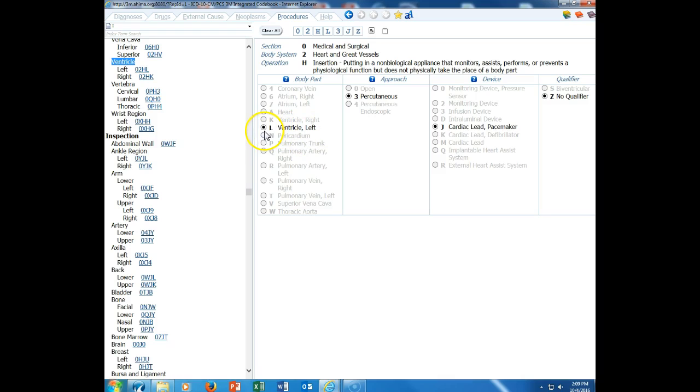If I'm going to code it into the right ventricle, I choose K, and my code becomes 02HK3JZ. And if I'm going to code the insertion into the right atrium, I come up here and choose atrium right, and that code is 02H63JZ. So those are the codes for the insertion of that pacemaker.